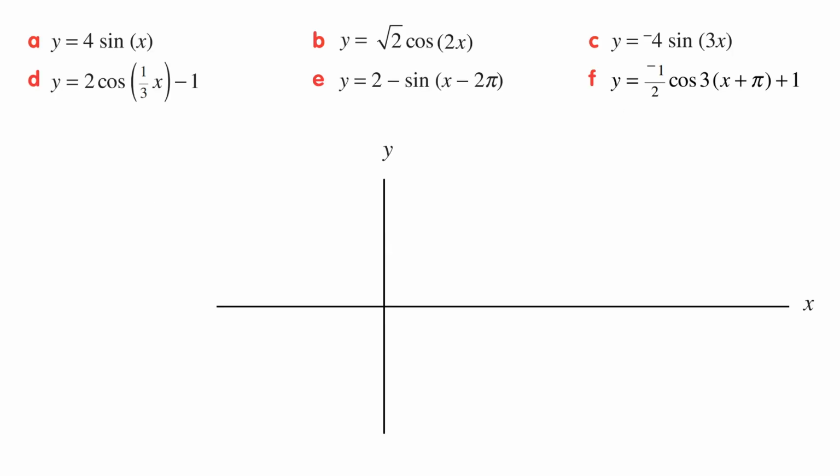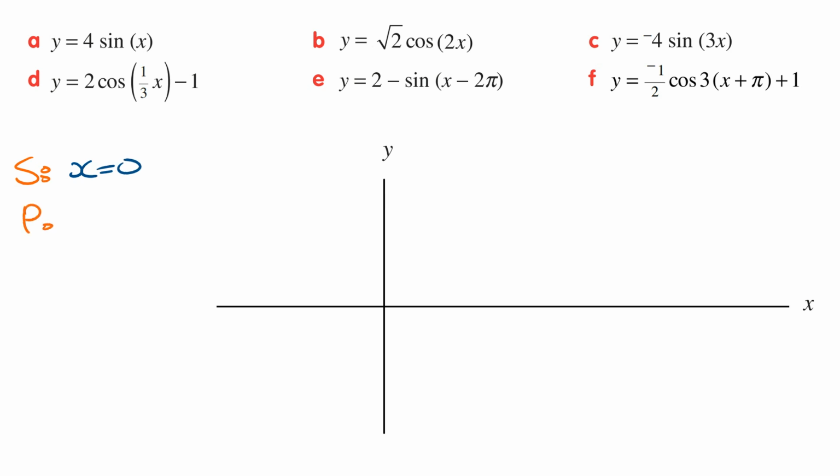Part A, y is equal to 4 sine x. So before we start sketching this graph, we need to write down the 5 pieces of information. And so we want the starting point. For the starting point, we let whatever's inside the brackets equal 0 and then solve for x. And so this is just going to be x is equal to 0.